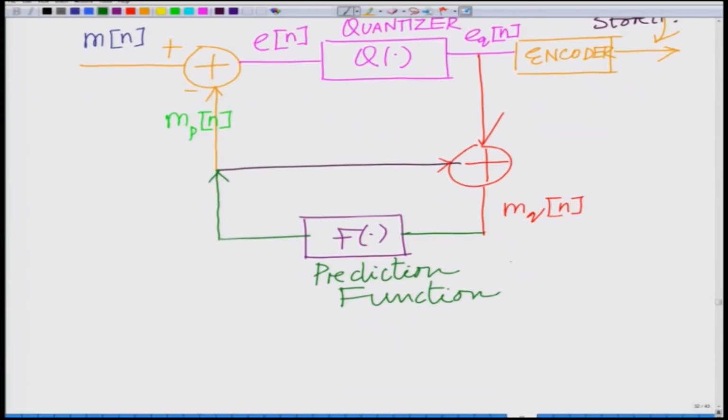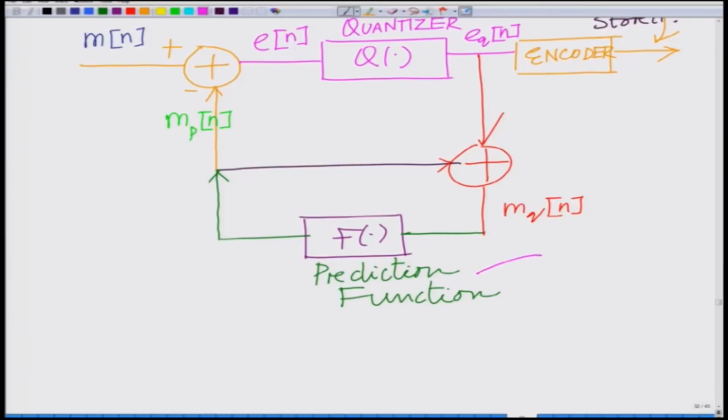Now, in the case of delta modulation, this prediction function is simply Z inverse. If you remember, that is simply a delay, that is, MQ of n minus 1 itself is the prediction function. So, for delta modulation, this is a simple delay. For DPCM, it can be constructed very efficiently, also taking the statistical properties of the signal into consideration. So, let us note that for delta modulation this is simply Z inverse, where Z inverse is the delay block, a single sample delay.